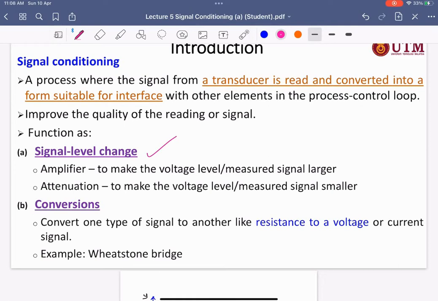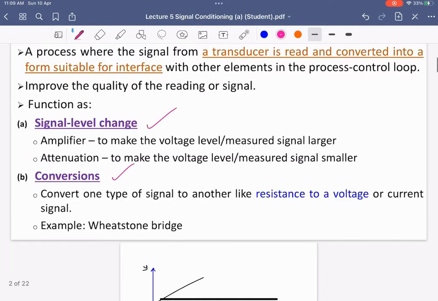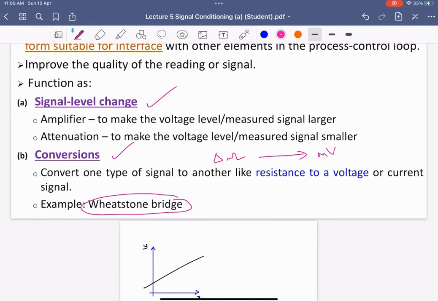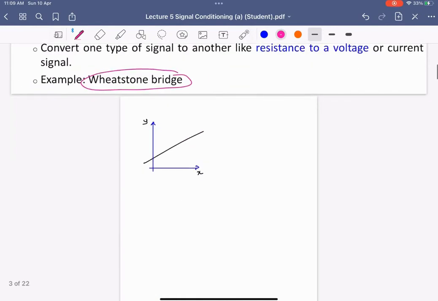So this is the function of signal conditioning as a level change, whether amplify or attenuate. Attenuate means de-amplify. And conversion: like I told you, if the output from the transducer is resistance, you can convert it into millivolt, for example. Another example is the Wheatstone bridge.